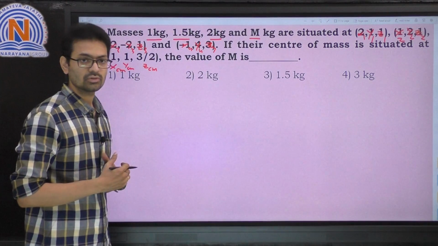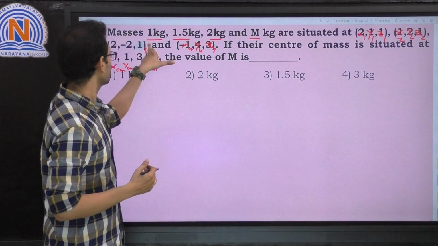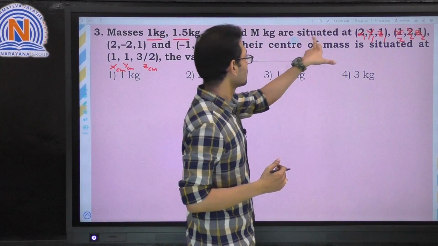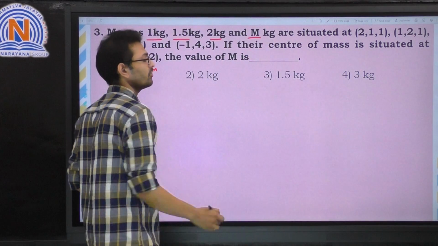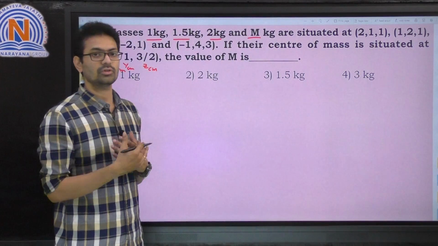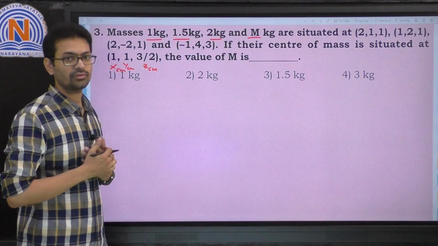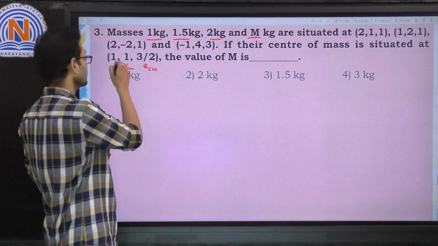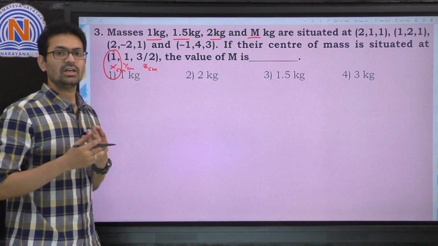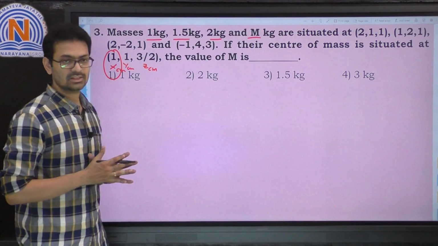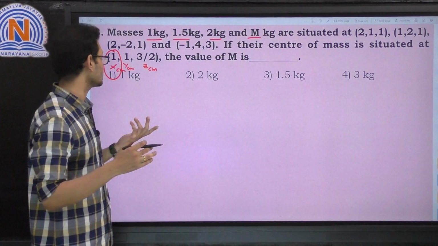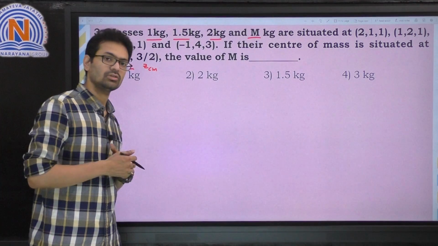Now what you have to do is, let me remove all this. I need only this value, which is the mass of the fourth object. To find the mass of the fourth object, I will take any of the center of mass axes. I will take the x center of mass, because it is easy for you to find out. You can take y also.